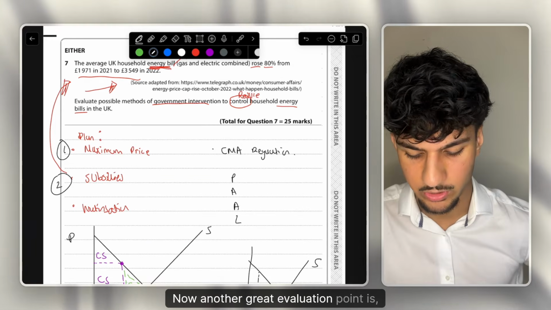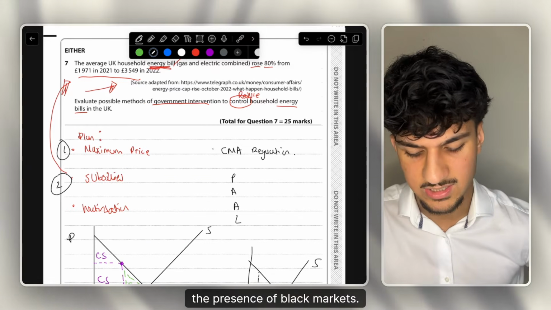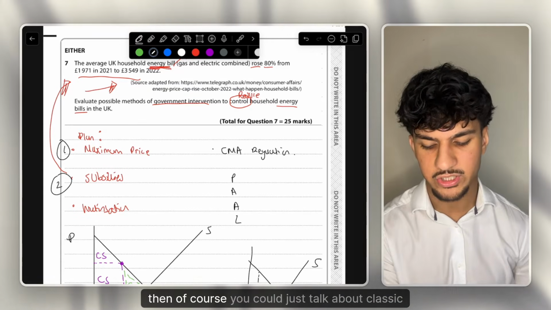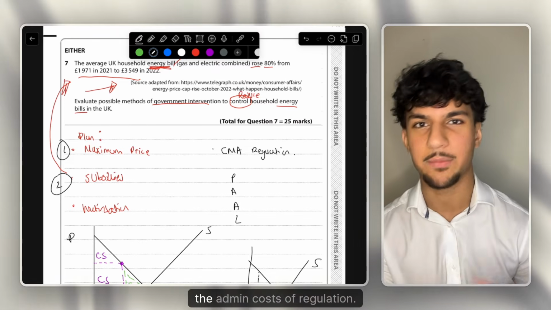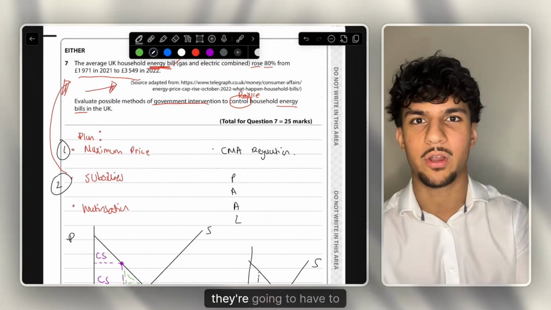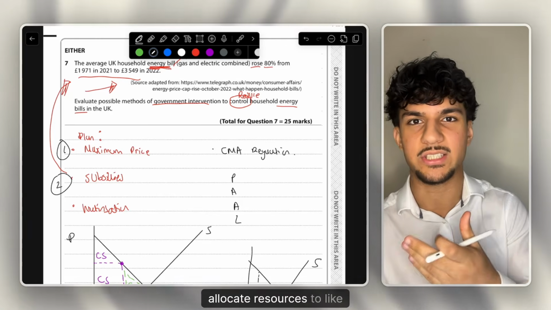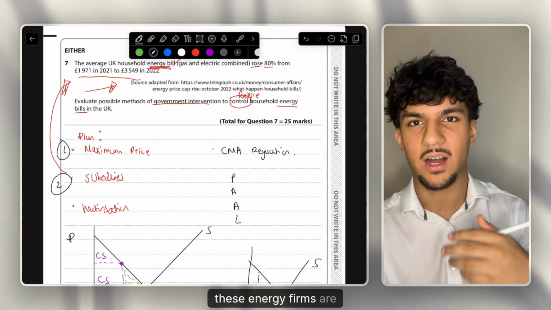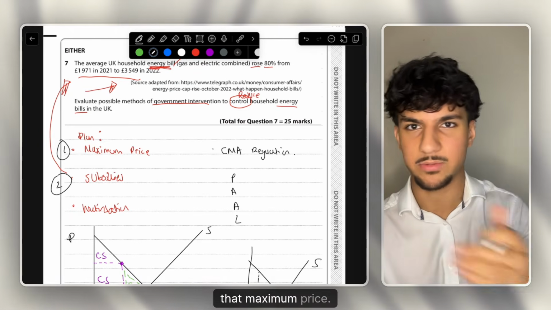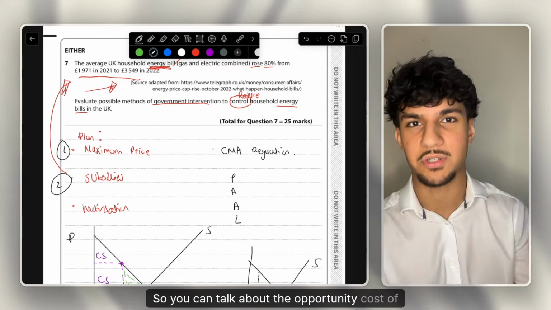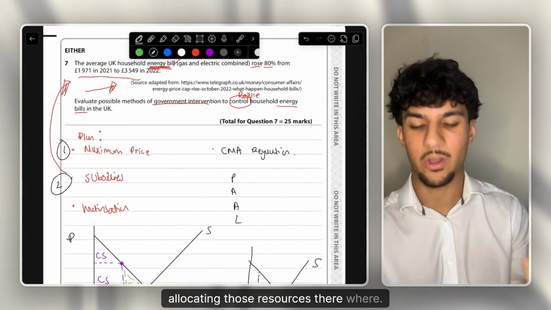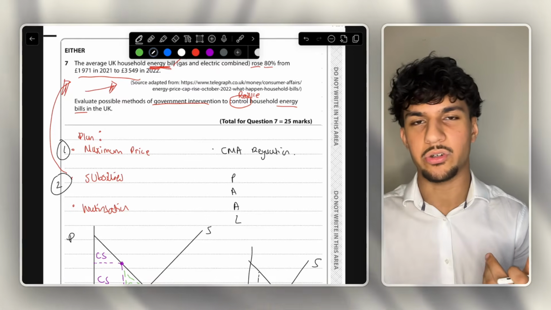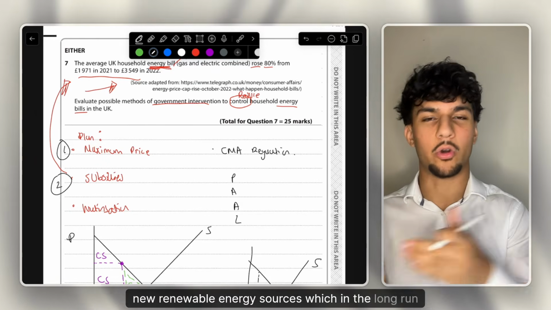Now, another great evaluation point is the presence of black markets. Usually we say that by setting maximum prices for most goods, it's going to lead to black markets. And of course, you could just talk about classic ones like the admin costs of regulation, as they're going to have to spend tax money, allocate resources to enforcers who make sure these energy firms are charging that maximum price and not charging any higher. So you can talk about the opportunity cost of allocating those resources there, whereas you could probably spend those resources on, I don't know, investing into new renewable energy sources, which in the long run could become cheaper.